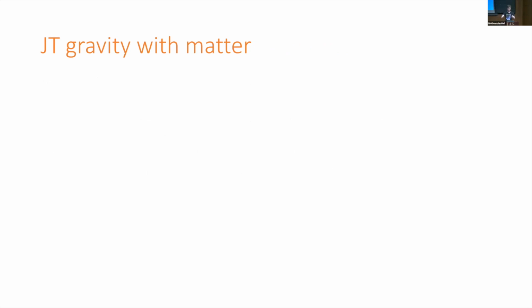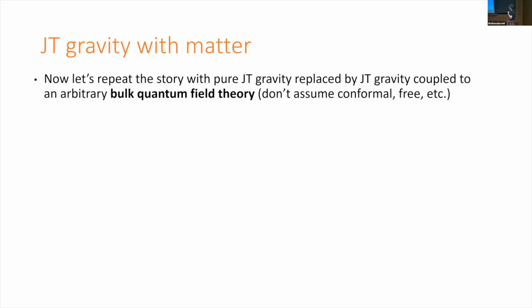Okay, so now let's go on to JT gravity with matter. We'll hopefully be able to do it fast because we don't do exactly the same things. So I'm just going to couple the pure JT gravity theory to an arbitrary bulk quantum field theory. I'm not going to assume it's conformal. I'm not going to assume it's free, anything like that. It's just some QFT Hilbert space in AdS2.